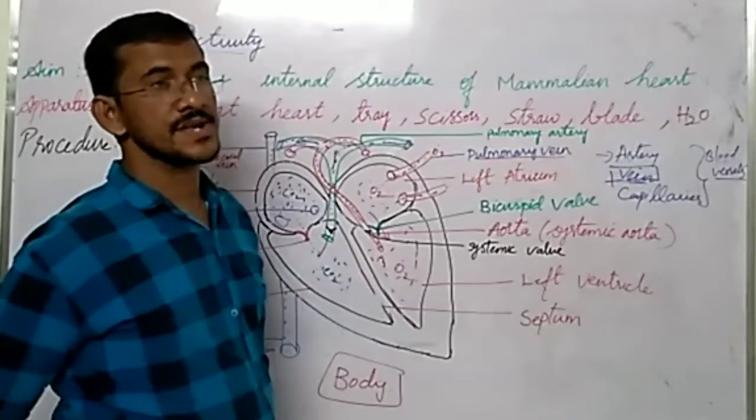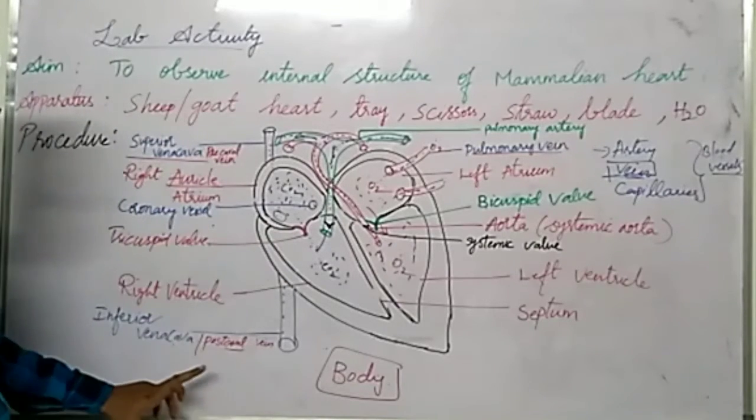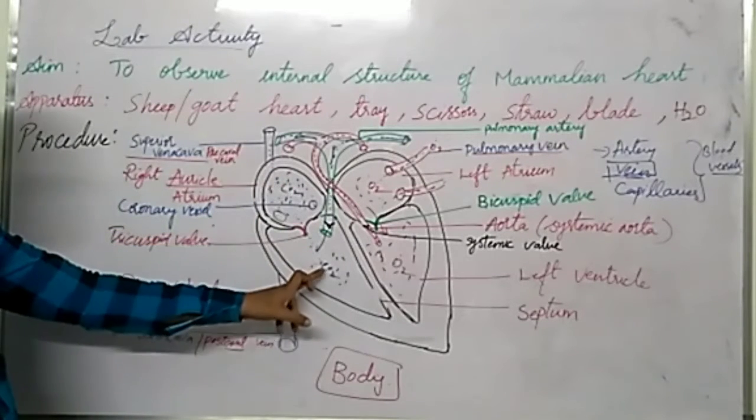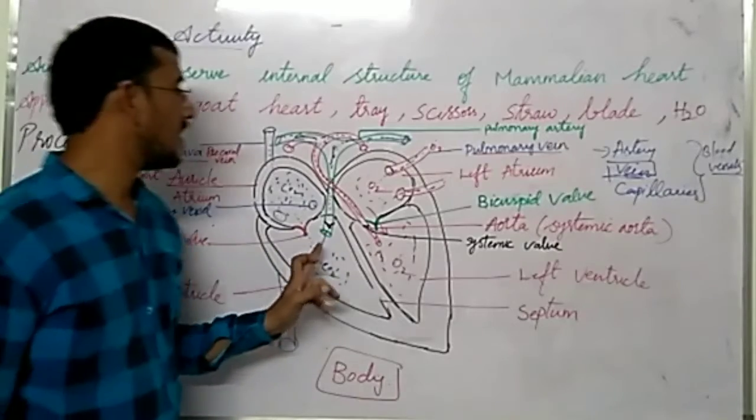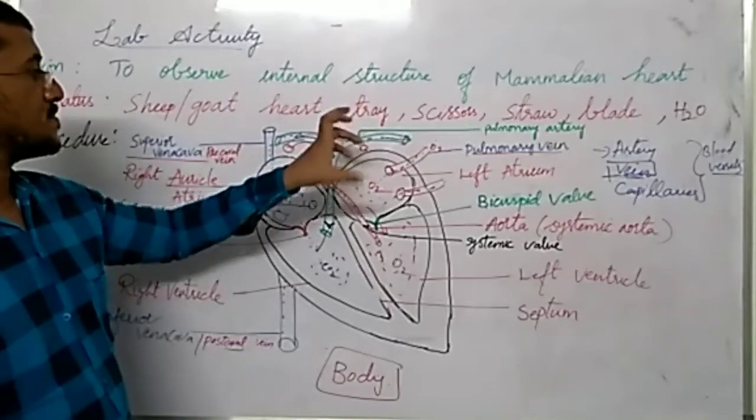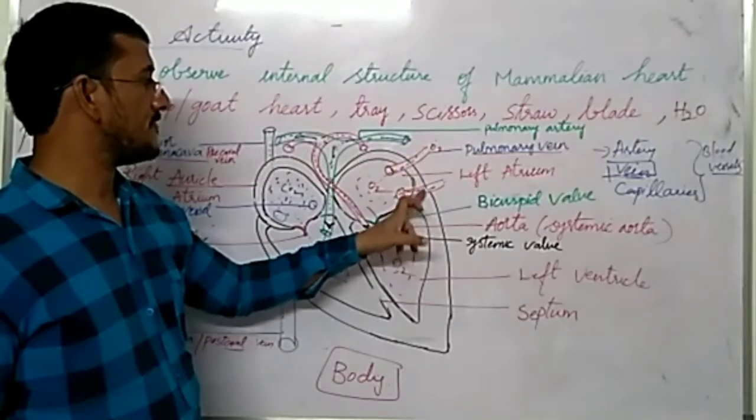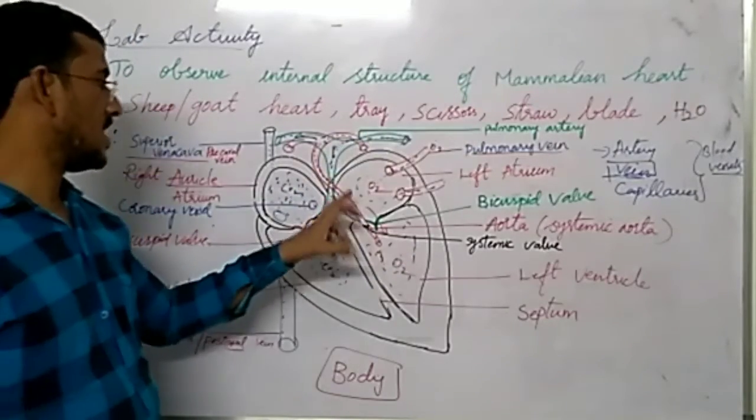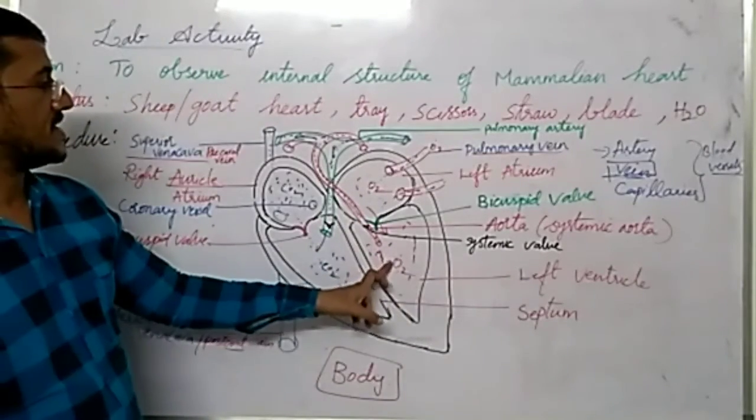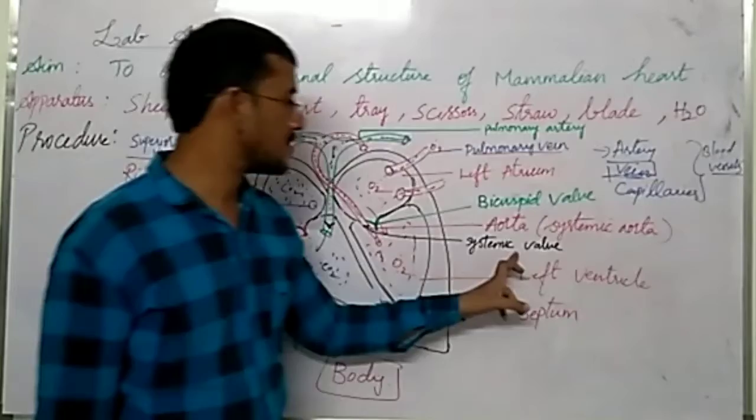Blood will enter through superior vena cava, inferior vena cava, coronary vessel into the right atrium. From right atrium, blood will enter into right ventricle. From right ventricle, blood will enter into lungs through pulmonary artery. So, in the lungs, blood is purified. From there, pure blood will enter into left atrium through pulmonary vein. Pulmonary vein will bring blood from lungs. Then from left atrium, blood will enter into left ventricle. From left ventricle, blood will go to all parts of the body through systemic aorta.